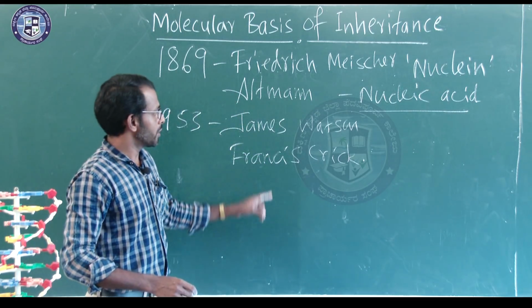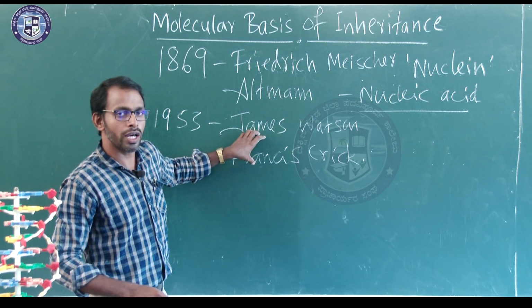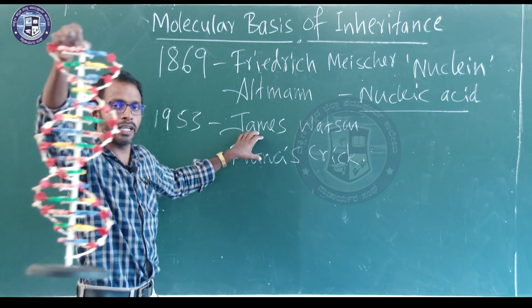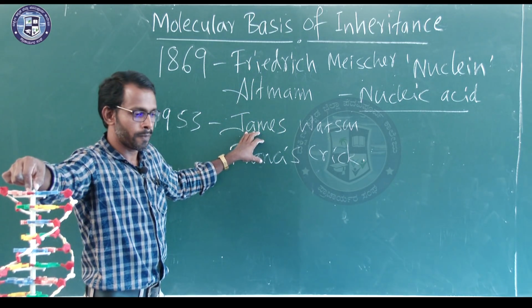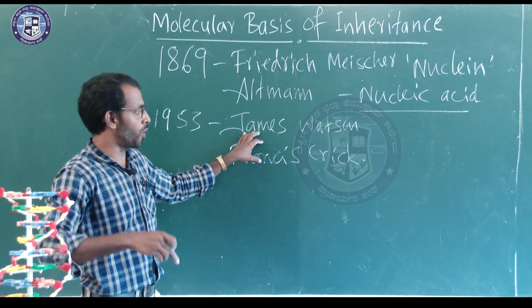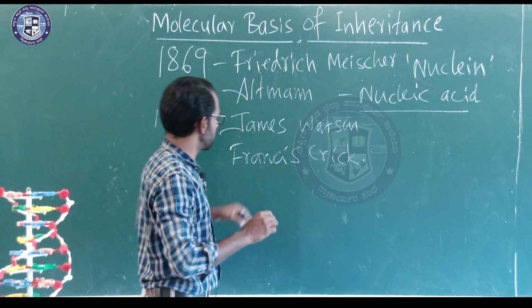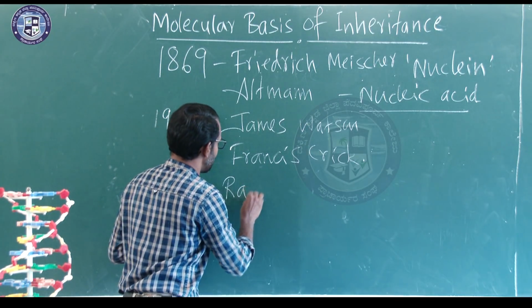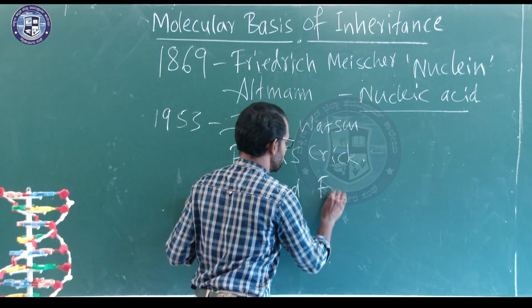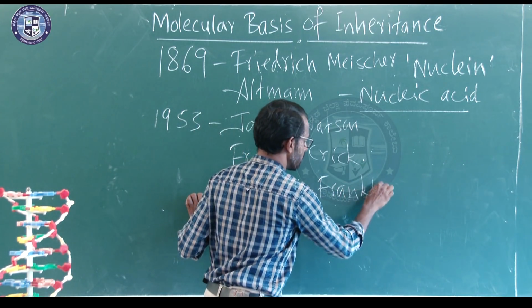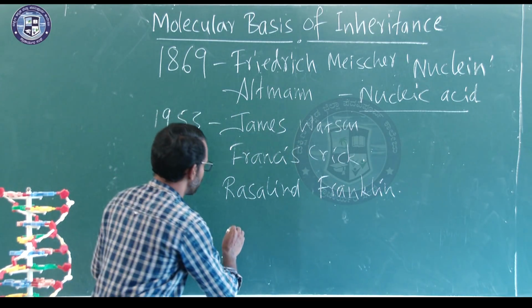But they were able to propose this particular duplex model of DNA with the help of the great works of two different scientists, namely Rosalind Franklin and Maurice Wilkins.